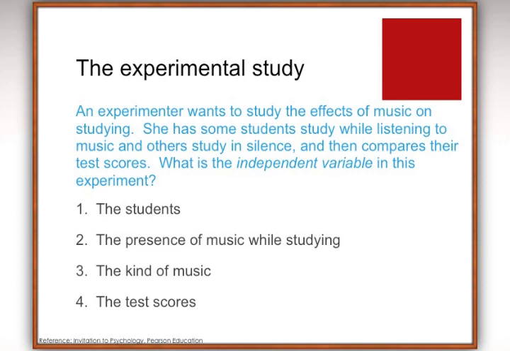To test your understanding, let's try a question. An experimenter wants to study the effects of music on studying. She has some students study while listening to music, and others study in silence. And then she compares their test scores. What is the independent variable in this case? Is the independent variable the students, the presence of music while studying, the kind of music, or the test scores?